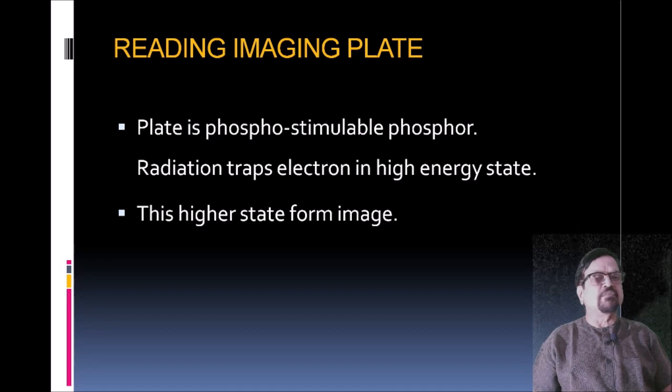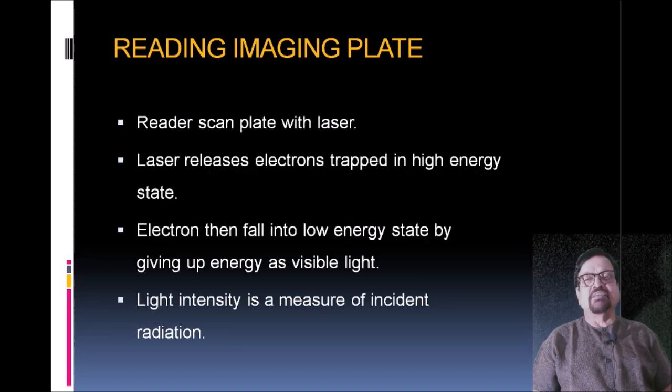The plate is a photostimulable phosphor, therefore radiation traps electrons in a higher energy state. Now, what happens to the electrons once they are exposed in these photostimulable phosphors? They go to a higher state. In this higher state, they remain till they are put into the digitizer. This higher state of image is then converted into a latent image when it is put into the digitalizer. That is because they are at a higher state. When they come to a lower state, they emit energy, and that is converted into a latent image.